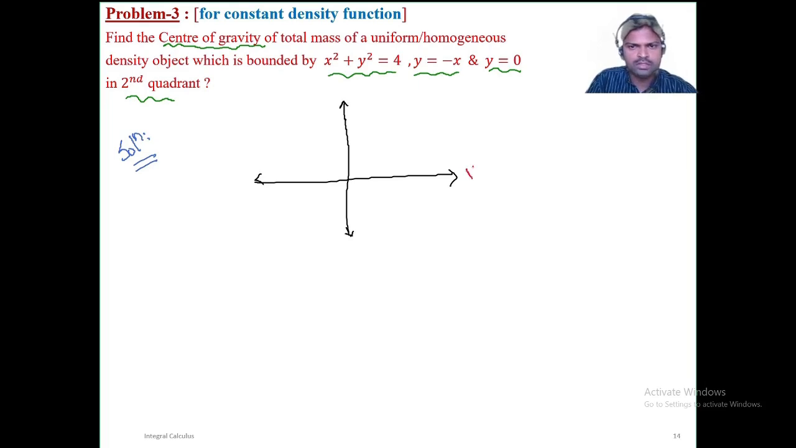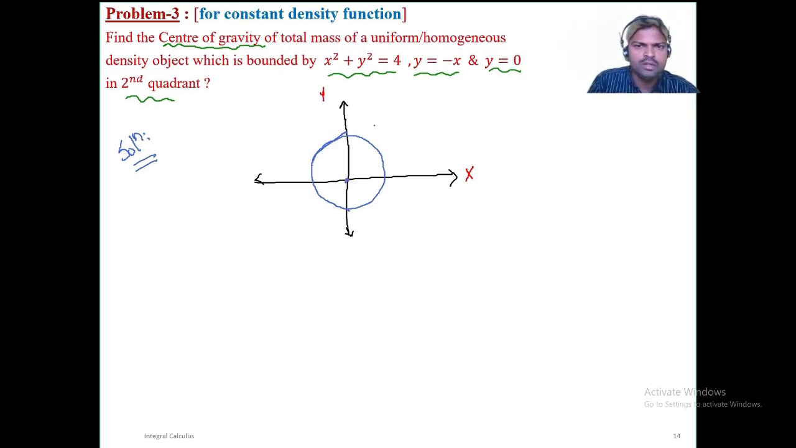Let's take this as x-axis and this is y-axis. First, x square plus y square is equal to 4. Center is origin (0, 0) and radius is 2 units. So radius 2 units and center is at origin.